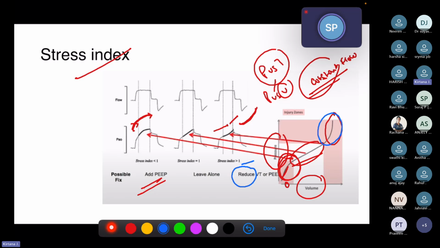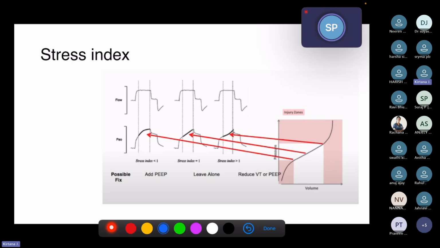Whereas if your pressure versus time graph shows a straight line, that means that you're operating somewhere in the center, that is, the region of the best lung compliance. So the stress index is a very simple tool that we can use at the bedside with the naked eye to fine tune our PEEP settings, to decide whether we need to increase the PEEP, decrease the PEEP, or leave the PEEP alone.